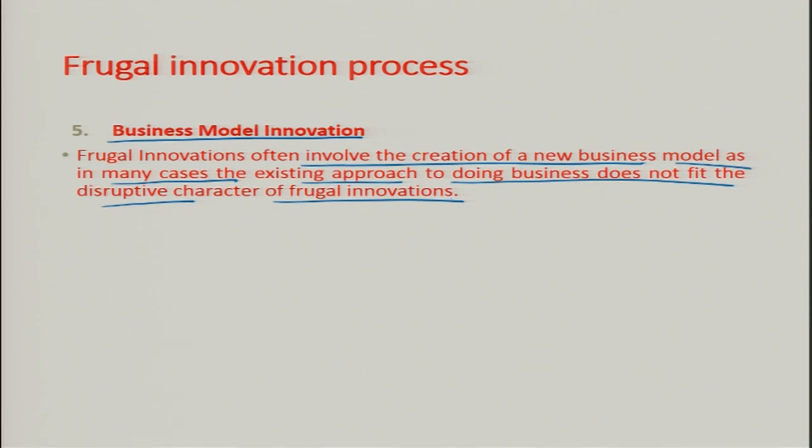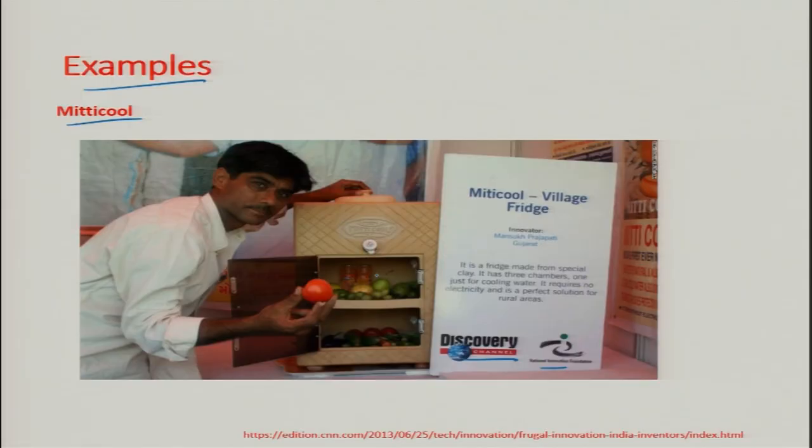Now, business model means distribution, the production. The general business model is that we purchase, we produce, then we market and we sell. Ways of marketing are to be devised, ways of purchase have to be devised; a different business model has to be developed in frugal innovation. So, this is the frugal innovation process.